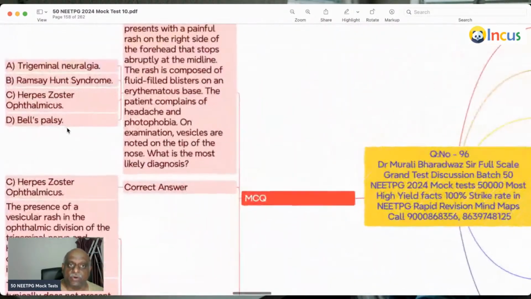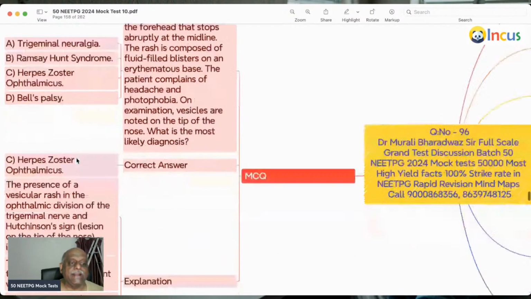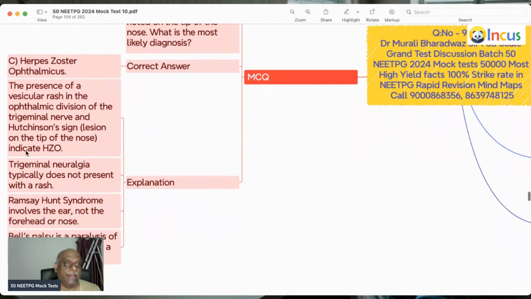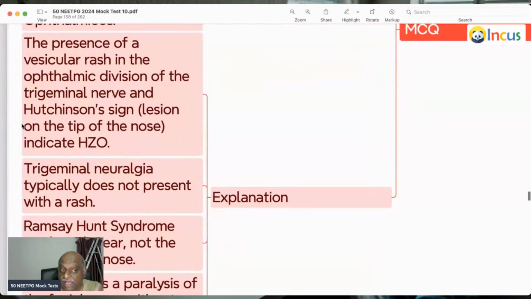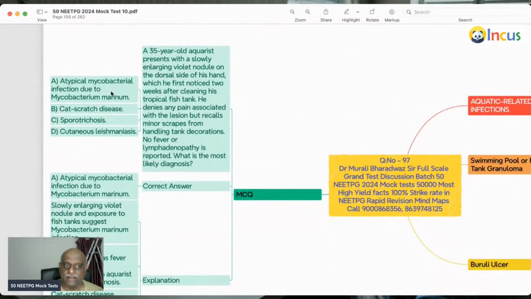A 60-year-old with a typically painful rash on the right side of the forehead that stops abruptly at the midline means herpes zoster ophthalmicus. A vesicular rash in the ophthalmic division of the trigeminal nerve due to herpes zoster, chickenpox reactivation, with a lesion on the tip of the nose, is called Hutchinson's sign, is what you need to remember.